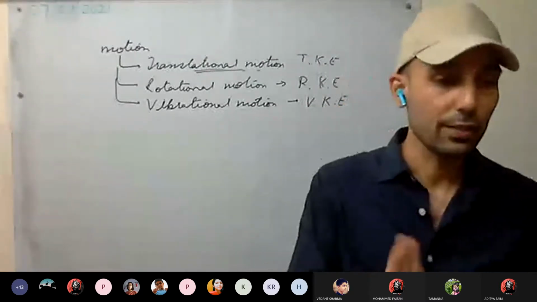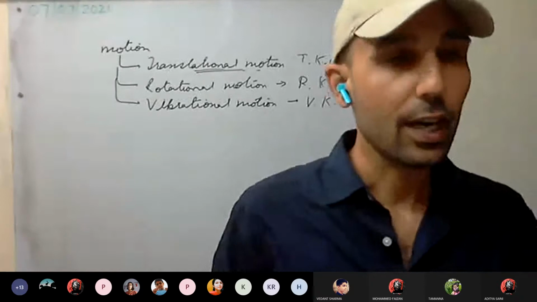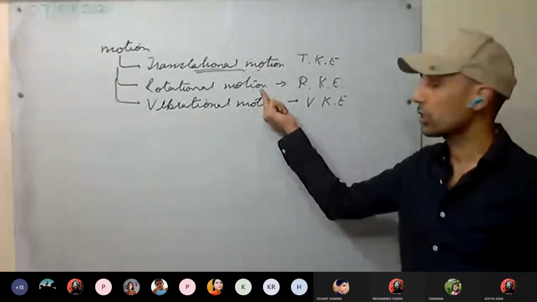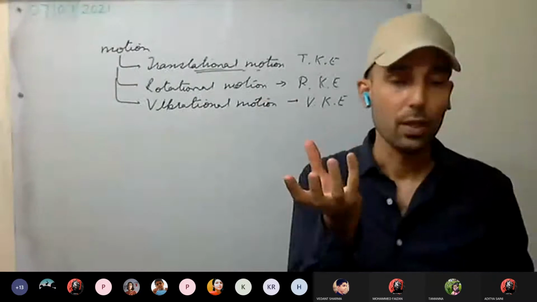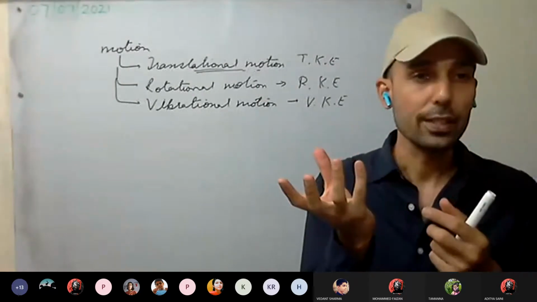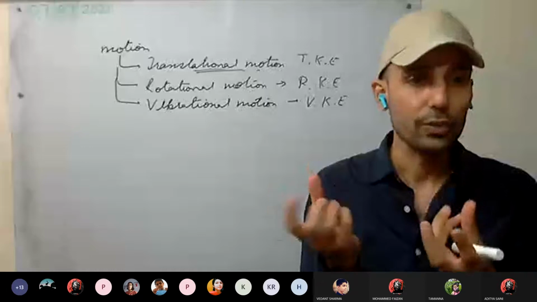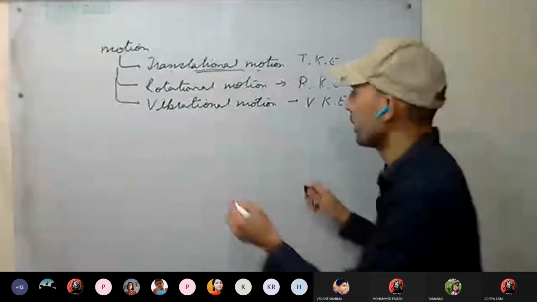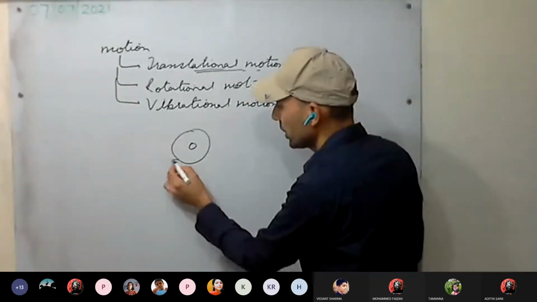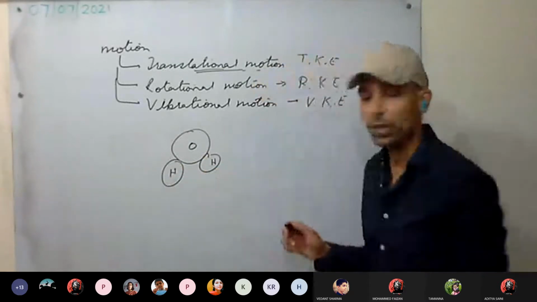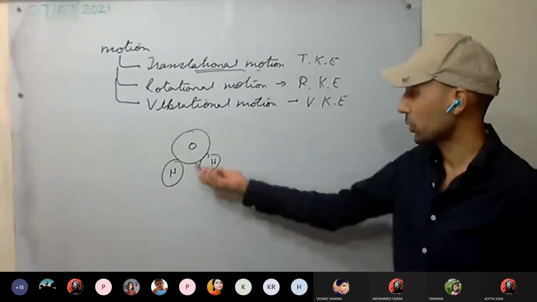Now some examples are given in your book. Like a car moving in a straight line will have translational kinetic energy. For rotational motion, a spinning top, or molecules are spinning. For example, in water we have two atoms of hydrogen and one atom of oxygen. This is our water, H2O.